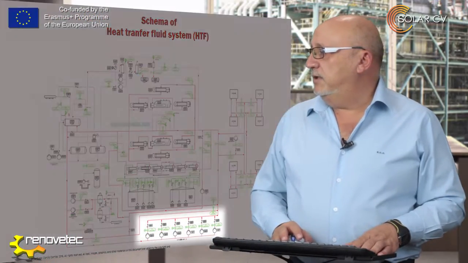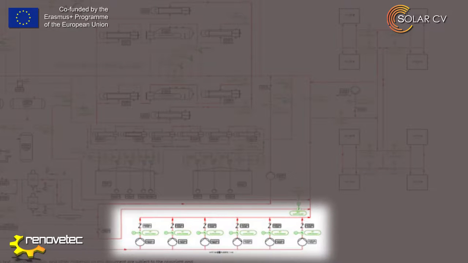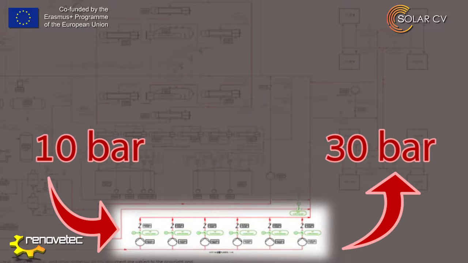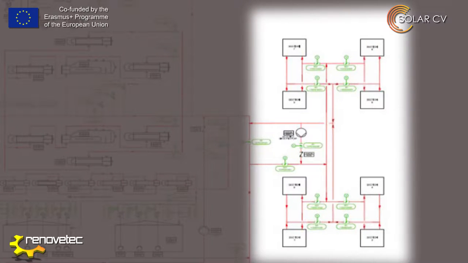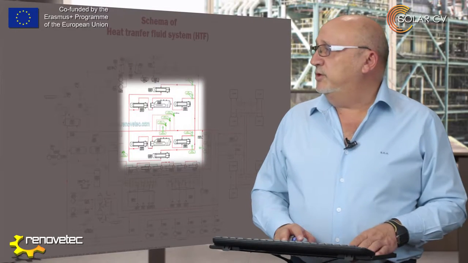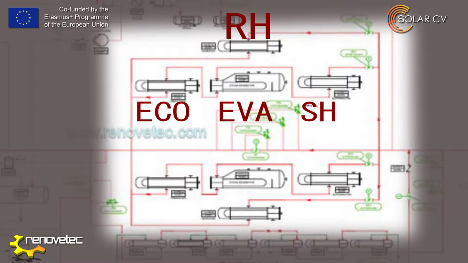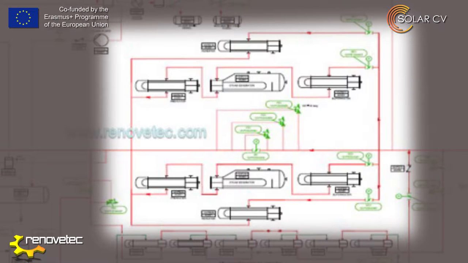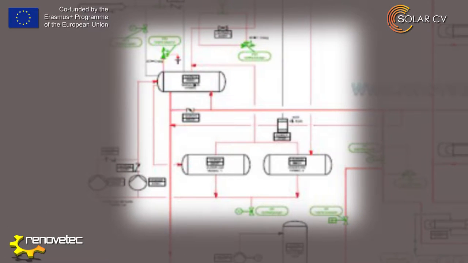What do we need? We need some pumps to increase the pressure from the inlet pressure to the outlet pressure, normally around 10 bar and 30 bar. This part represents the solar field, and the exit of the solar field goes directly to the steam generation train. The steam generation train, as we will see, is normally composed of four elements: superheater, evaporator, economizer, and reheater. This steam generation train could be one unit, or two or more units. After that, we have the expansion tanks, to allow the oil to expand when its temperature increases.